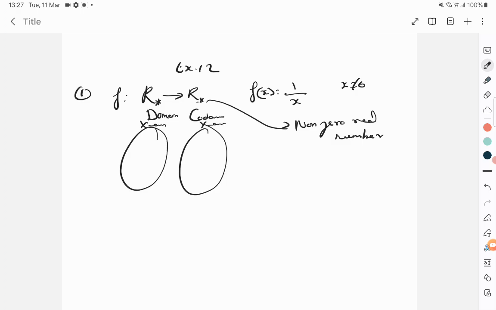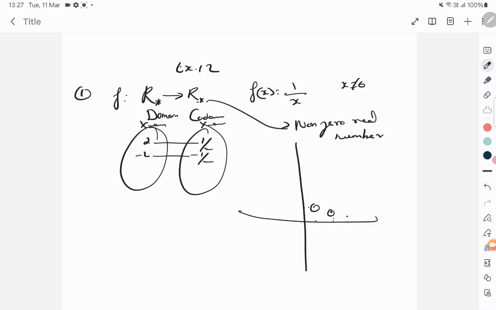So a non-zero real number may be anything. If it's 2 then it will become 1 by 2, if it's minus 2 it will become minus 1 by 2. Okay, you can draw the reciprocal function graph. This is f of x equal to 1 by x. When x is 1, y is 1. When x is 2, y is 1 by 2. When x is 3, y is 1 by 3. The graph is like this. And when x is 1 by 2, y will be 2. So then the graph will go on like this.